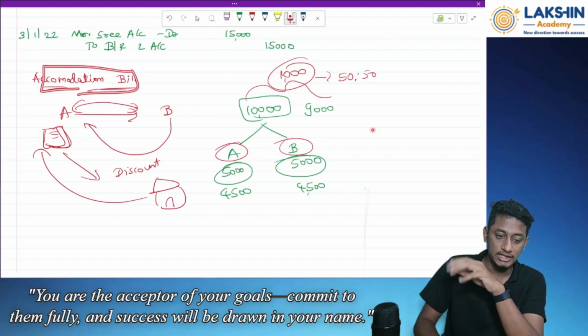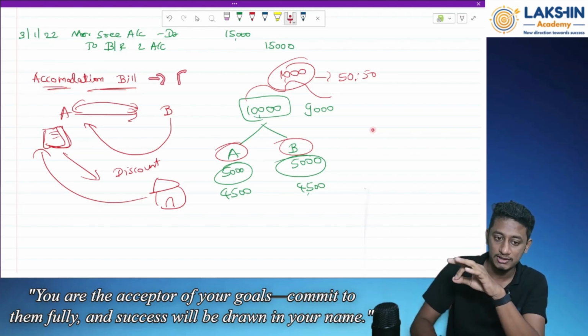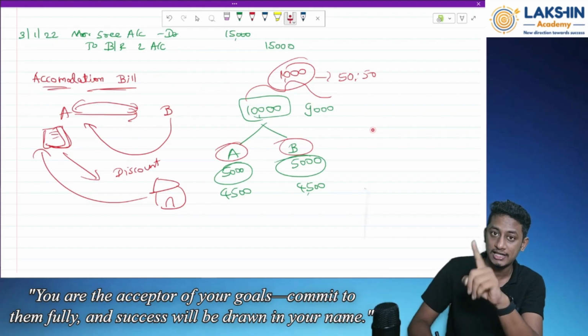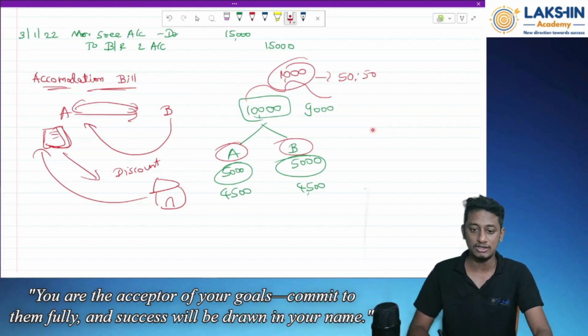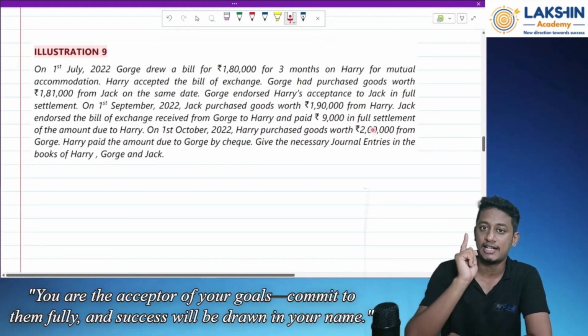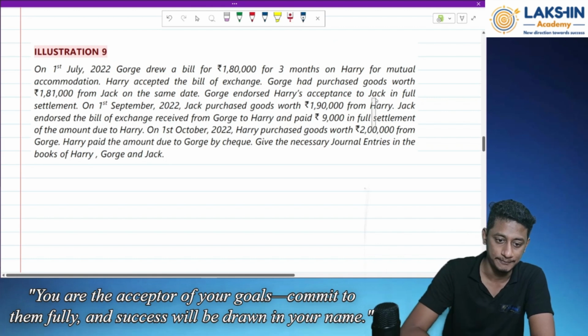Okay, fine. So in short, an accommodation bill is a fake bill that is created without any underlying transaction, without any underlying sale or purchase transaction. A fake bill is created in order to defraud banks. Clear? Okay. Now let's look at the question. See, this is a bit trickier question. So with the question, I will be drawing something. Let's see. Okay.